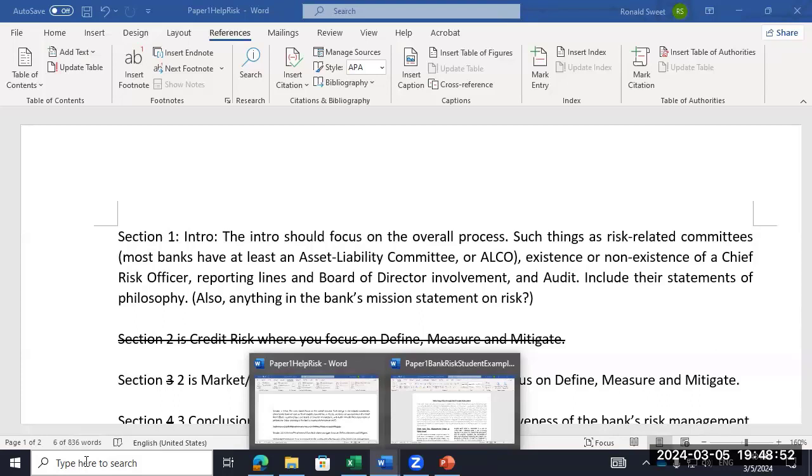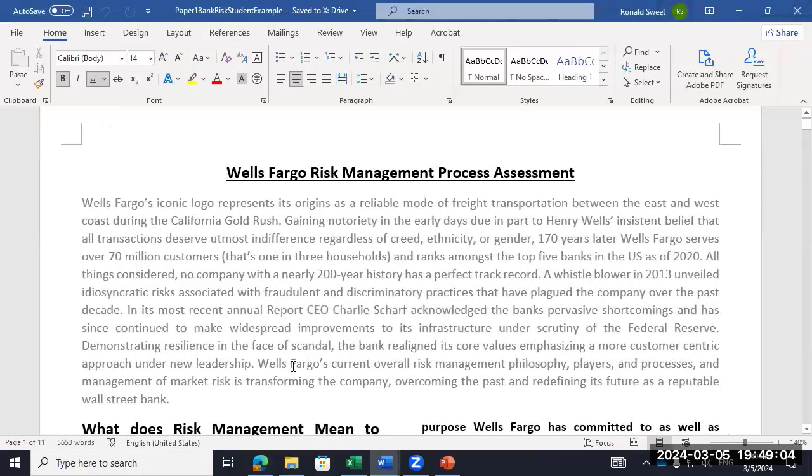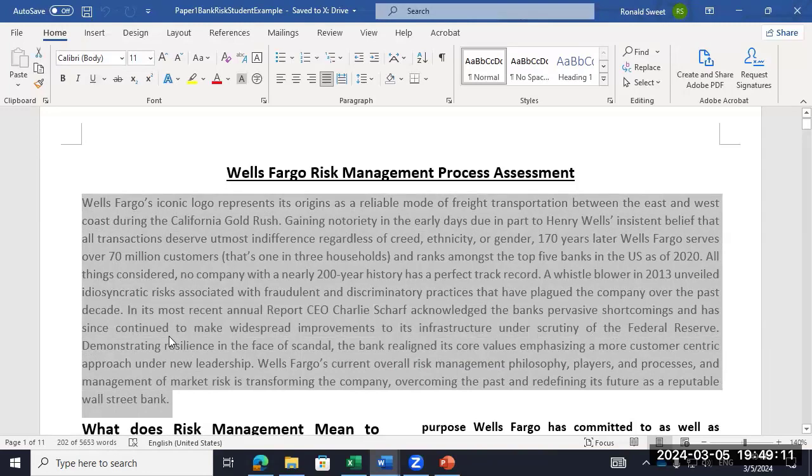All right, so I wish I could show you a really not strong paper so you see why I'm picky, but that's kind of dangerous. I tend to show you the ones I thought were pretty strong. So this is a Wells Fargo paper. A little too much history, but it gives some background on Wells Fargo.